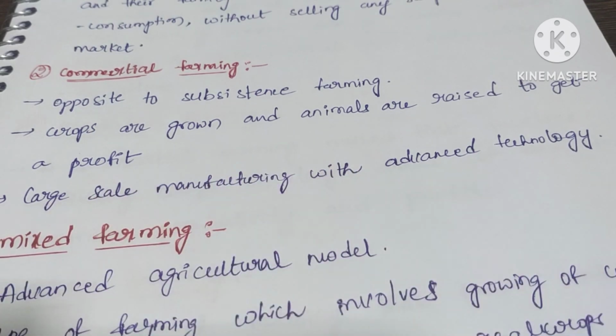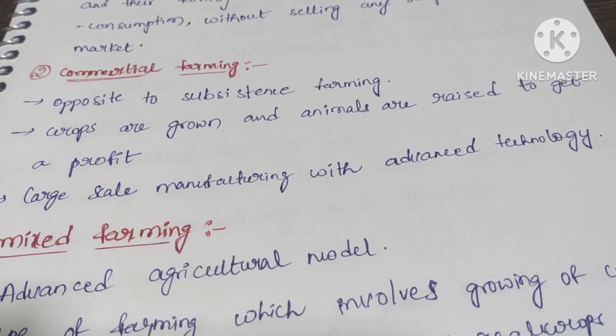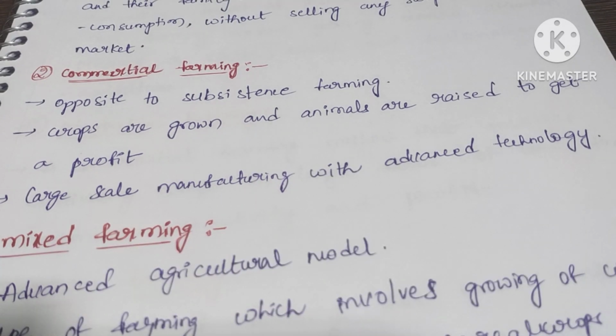This is the large scale production with advanced technology. The farmer produces crops and rears animals for profit, isn't it? To get the profit, we have to go with advanced technology. So, in commercial farming, the farmer produces crops with the use of advanced technology.